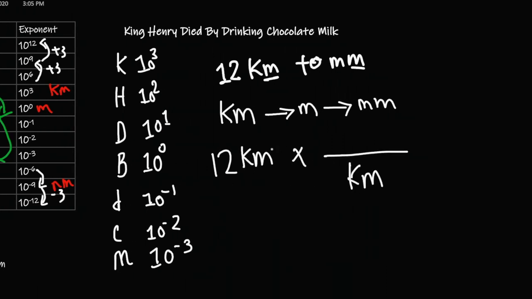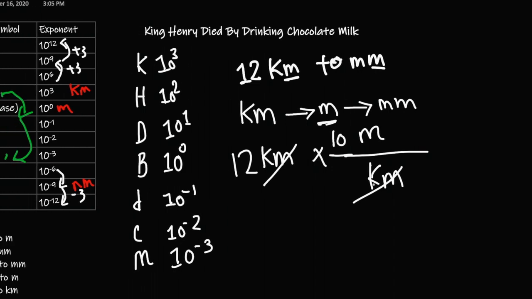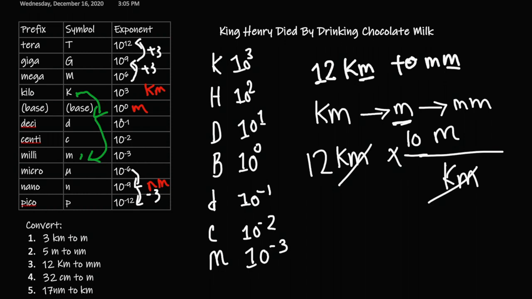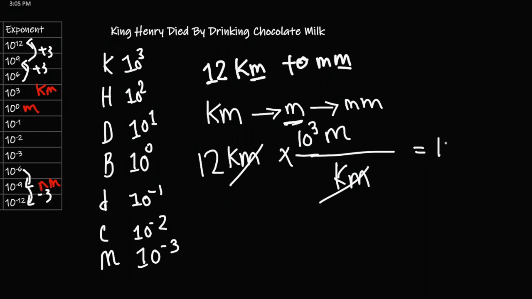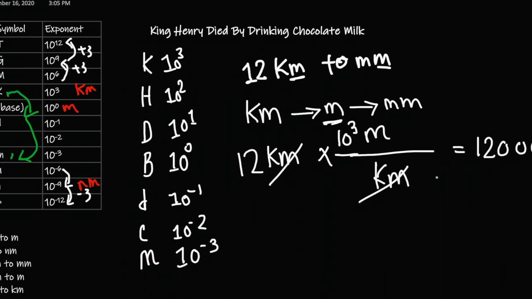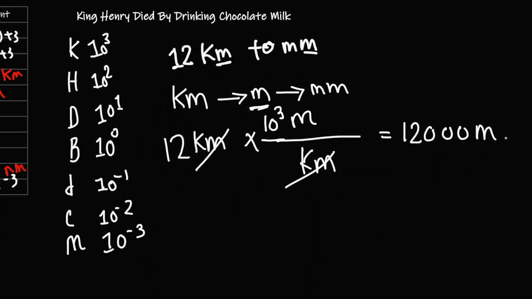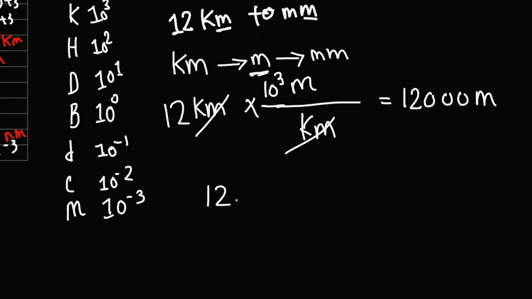That's because we want to get rid of the kilometer and we want our answer to be in the meter form. So we write meter on top, and with the base unit we have to write our exponent. So for kilometer, the exponent that we have is 3. So we write 3, and that would give us this as our answer, 12,000. Okay, next 12,000 meter. Next we have to change this 12,000 meter to millimeter. That's what we are looking for.